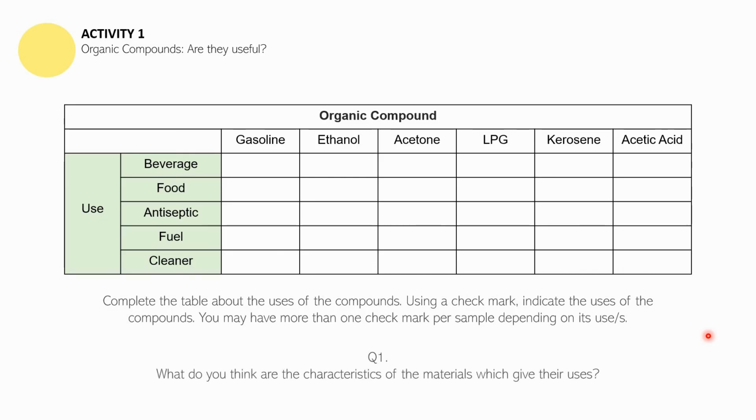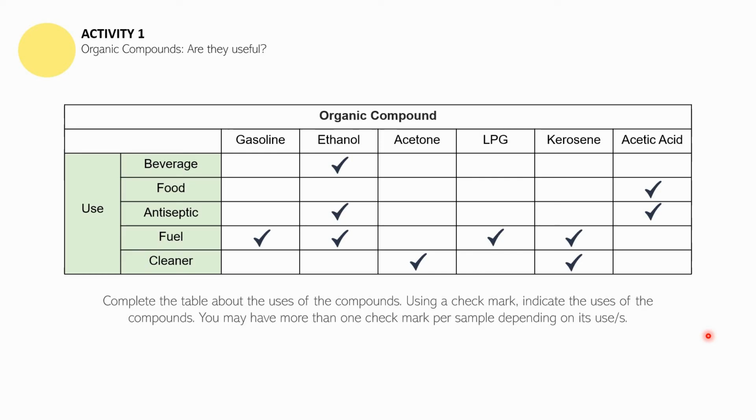Alright, so the first question for Activity 1, Organic Compounds Are They Useful is, what do you think are the characteristics of the materials which give their uses? Pause this video if you need more time. If you have decided to continue, let us move to question number 2. Why do you think these kinds of organic compounds are very important? Pause this video if you need more time. If you have decided to continue, let us move on.